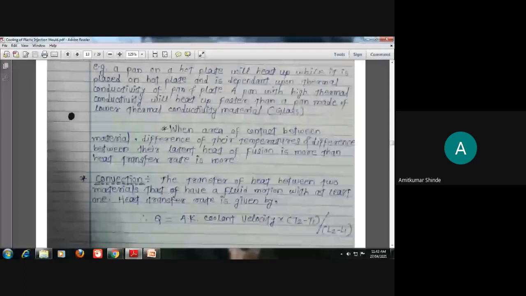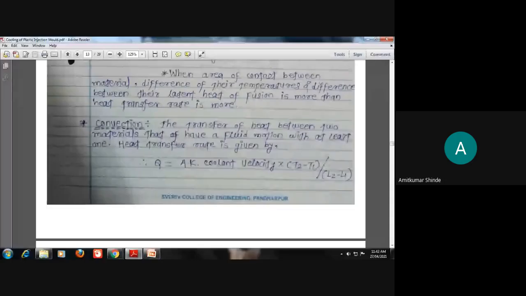Now the next mode of heat transfer here is convection. Through convection, heat is transferred. Suppose some transfer of heat is occurring between two materials, and any one of them is having some fluid motion.